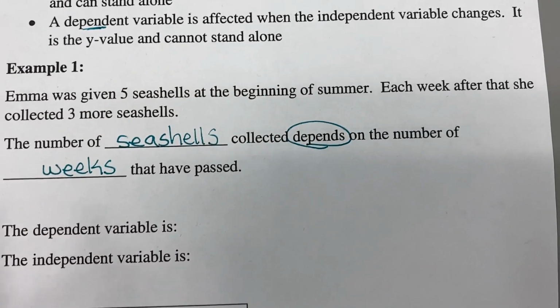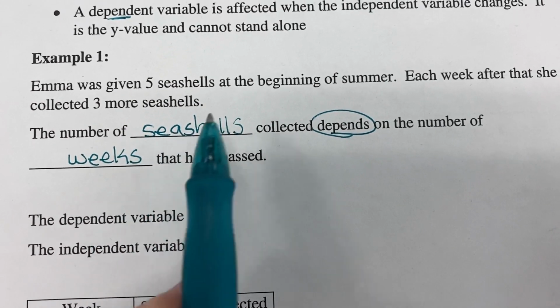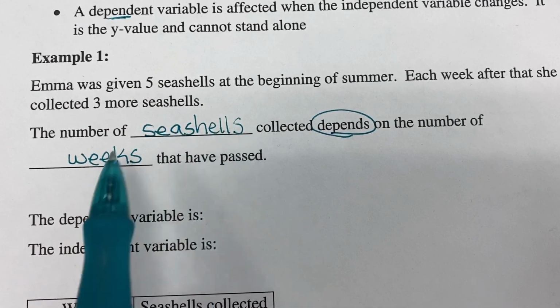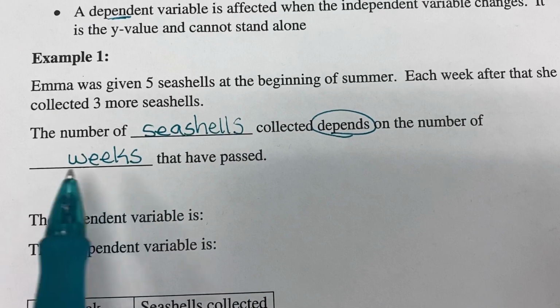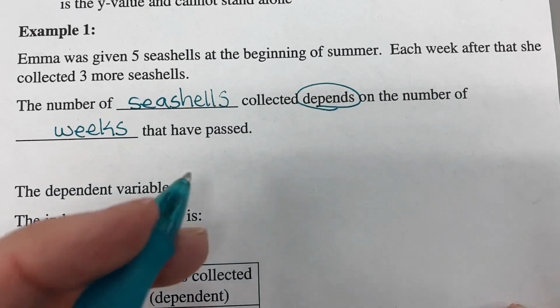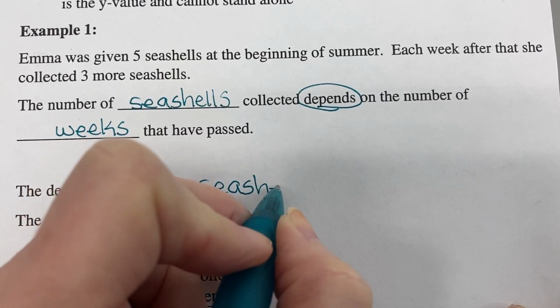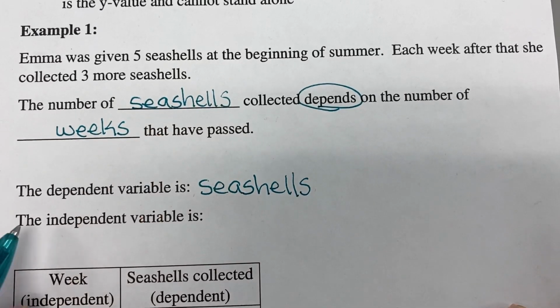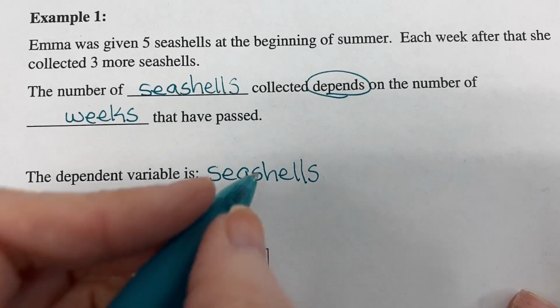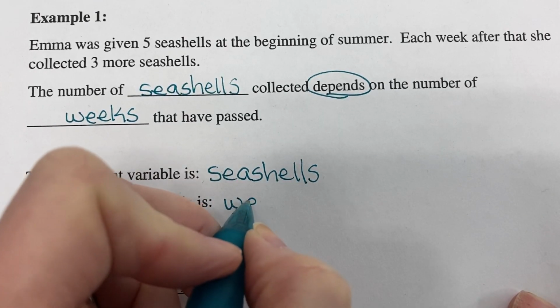See, the seashells depend on the weeks. The seashells are affected by the weeks that have passed. So the dependent variable is the seashells because they go up as the weeks pass. The independent variable, the one that stands alone, is the weeks.